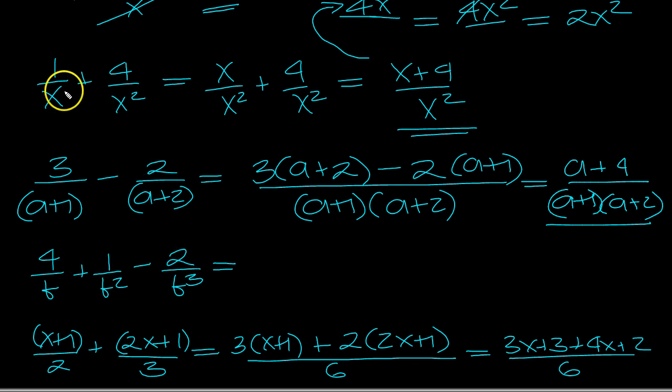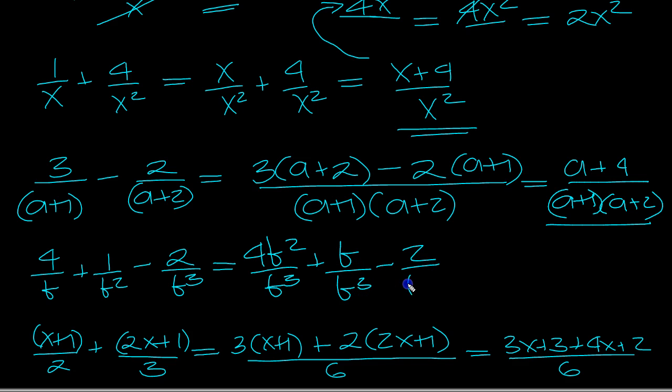This one, again, it's very akin to this. If we can just get b cubed all the way through, so if I times this by b squared top and bottom, it will be 4b squared over b cubed. And this one times by b top and bottom, we'll get plus b over b cubed minus 2 over b cubed. So we end up with then, now we've got the same denominator, we can just combine them. 4b squared plus b minus 2 all over b cubed.